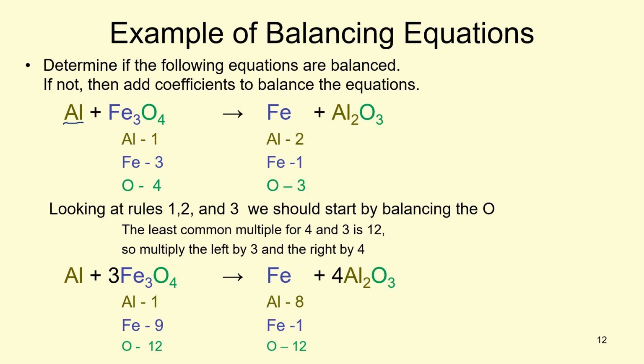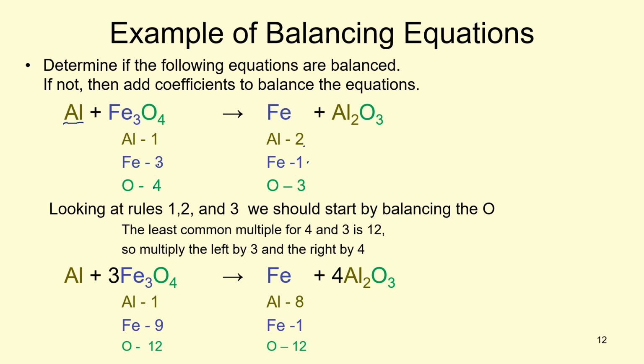So I've gone ahead and written that. I've got 1 aluminum, 3 iron and 4 oxygen. On the right, I've got 1 iron, 2 aluminum, and 3 oxygen. So I'm not balanced on anything. One of the guidelines we said was to save something: if it's all by itself, save that for last.